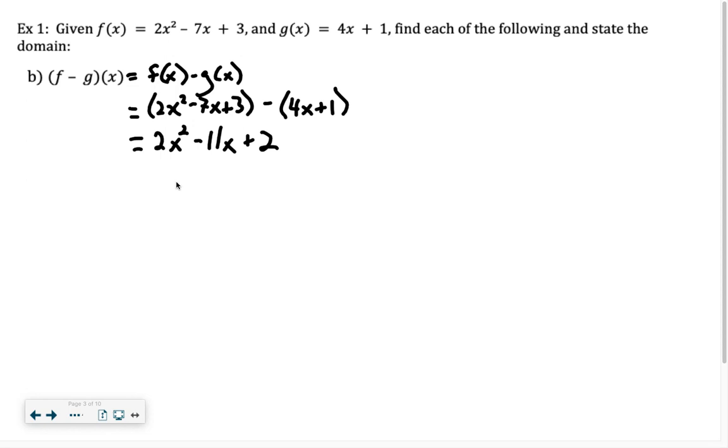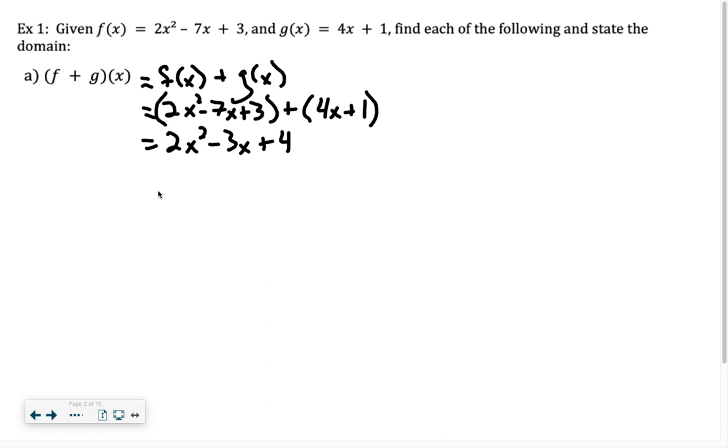Now, the question did also say to state the domain. Well, for each of these first two functions, we just have a polynomial. And we talked about a couple sections ago that domain is really only restricted by a few things: if we have zeros in the denominator, or if we have negative values under an even root, and polynomials do not have denominators or even roots, like a square root. So the domain would just be everything, all real numbers, negative infinity to positive infinity. Same thing for b here.